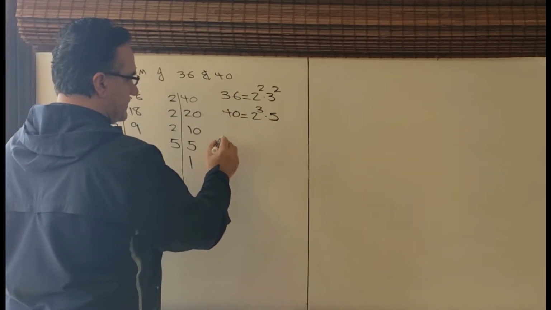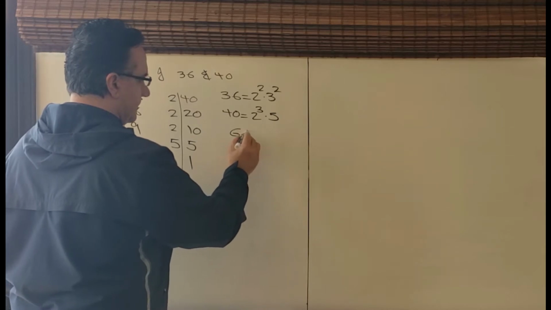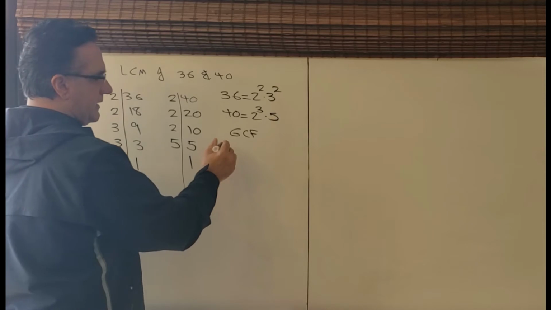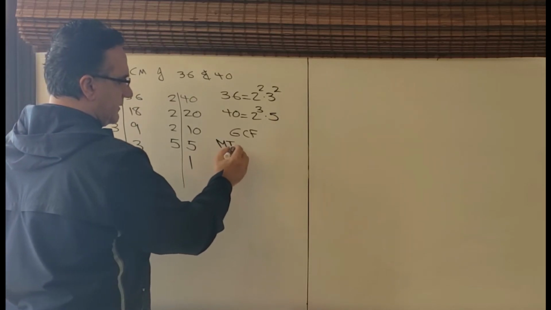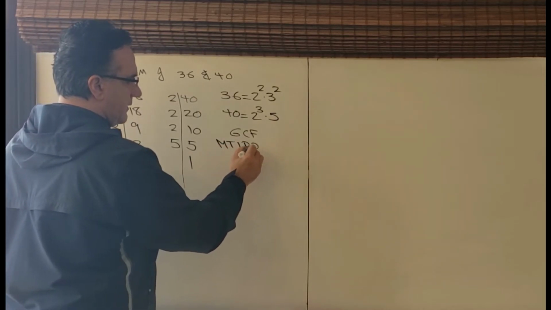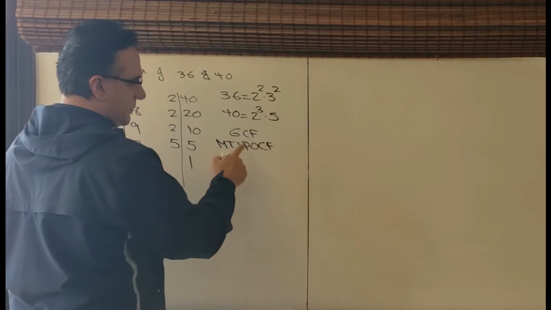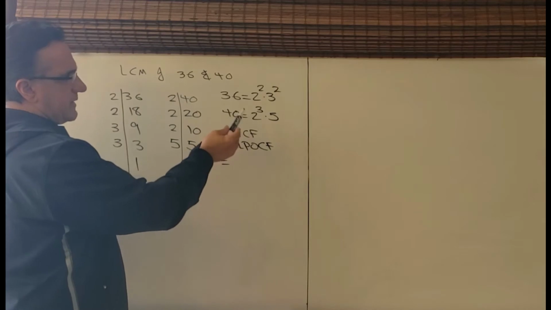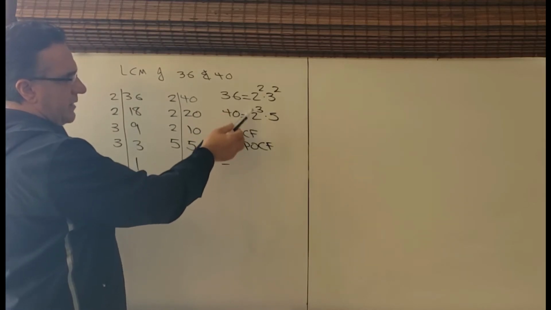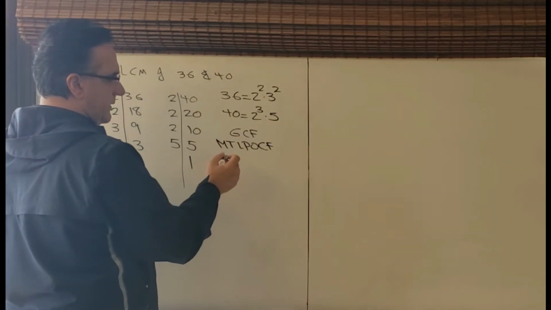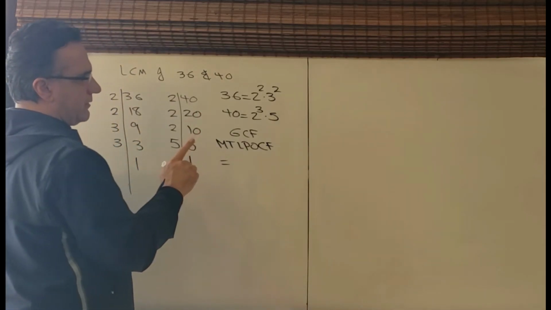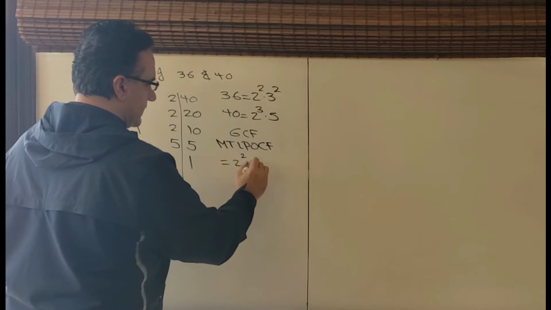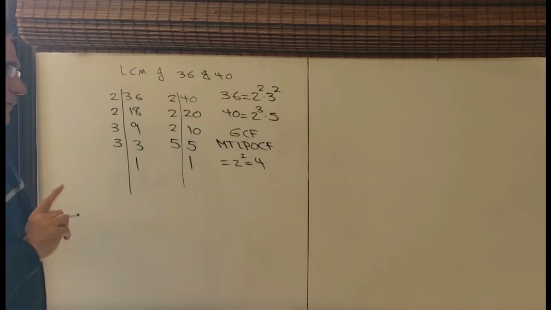And if we want to find the GCF, remember the process for finding the GCF, multiply the lowest power of common factors. You remember that process from before. And if we do that, notice that, again, the only factor in common is a 2. So if we go ahead and take the lowest power of 2 that they have available, it's 2 squared. So there's the GCF.